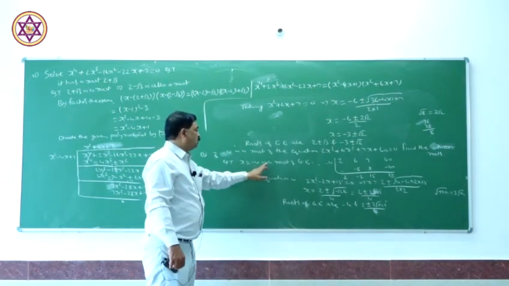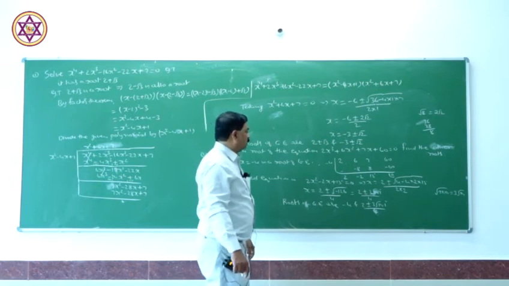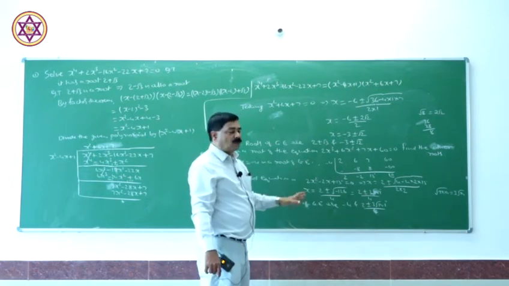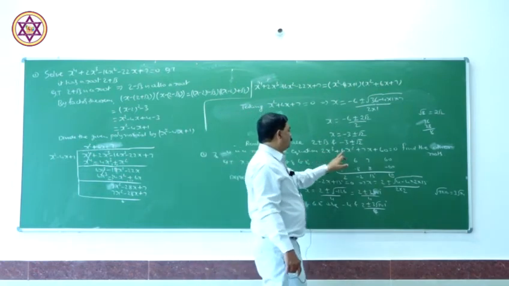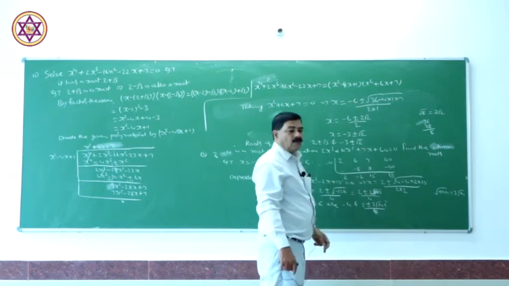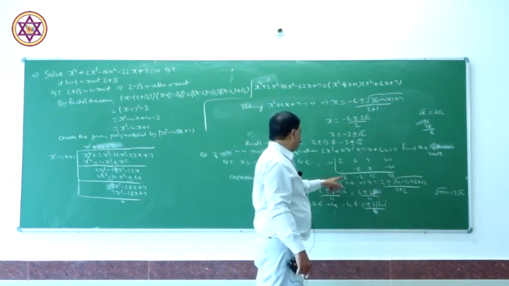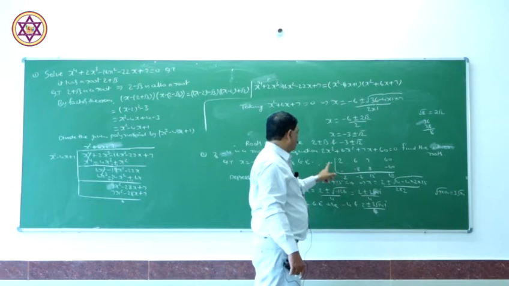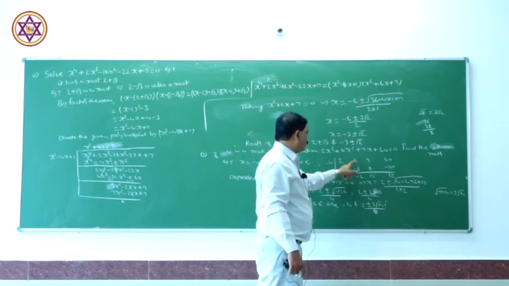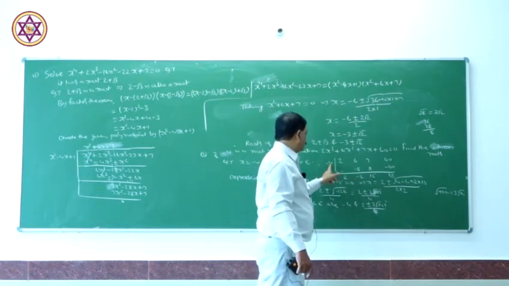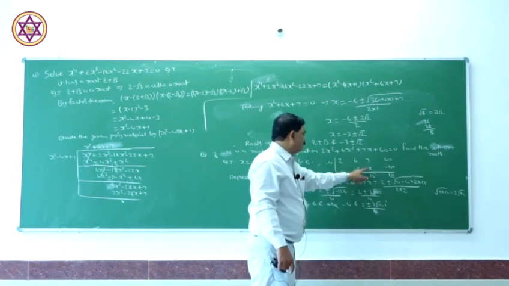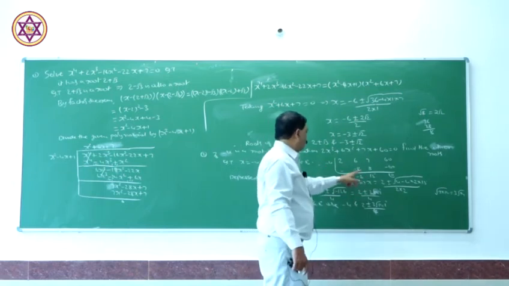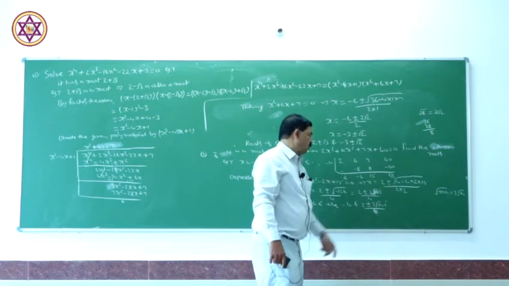x equal to minus 4 is a root of the given equation. Therefore, divide the given polynomial by minus 4 using synthetic division with coefficients 2, 6, 7, 60. First term I am writing as it is, 2. Minus 4 into 2 is minus 8, 6 minus 8 means minus 2. Minus 4 into minus 2 is 8, 7 plus 8 is 15, minus 4 into 15 is minus 60, and we get 0.